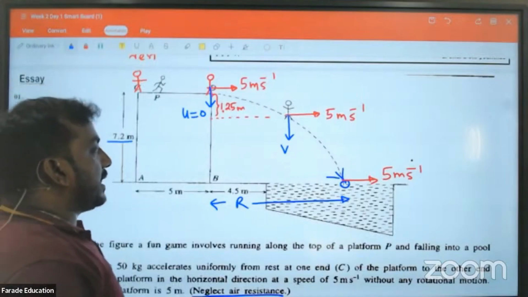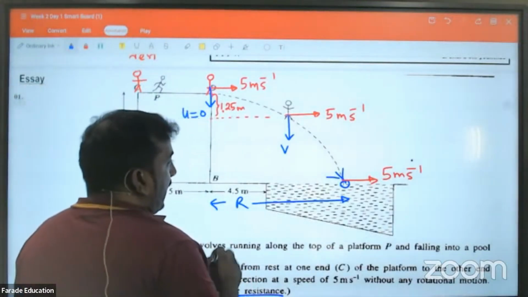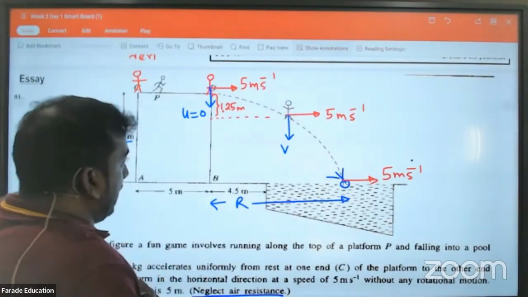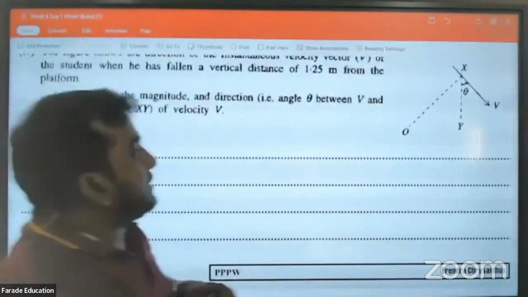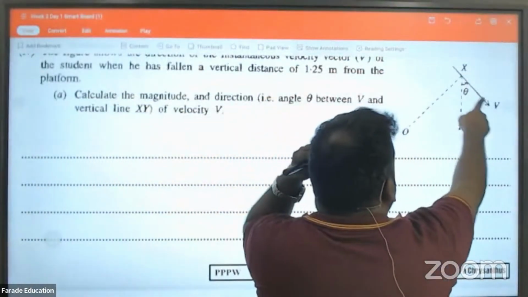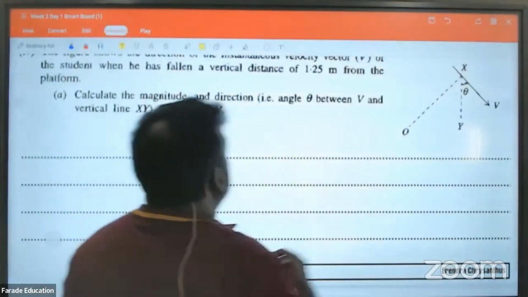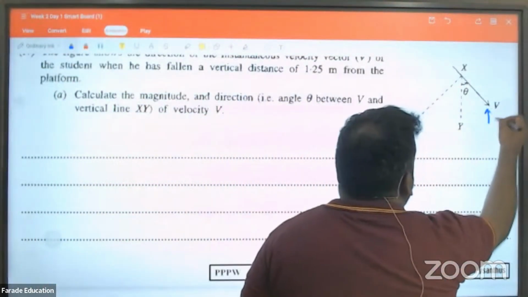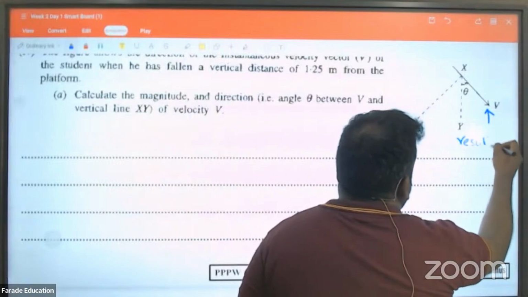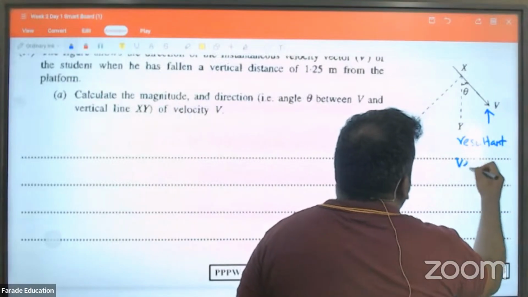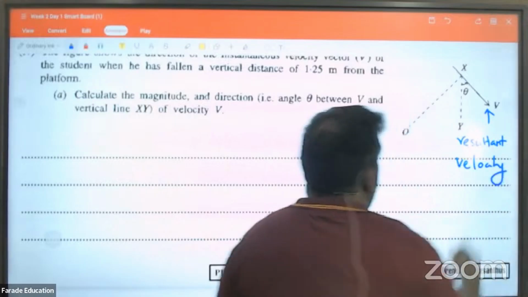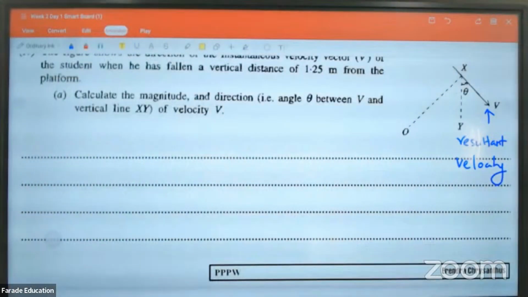Horizontal velocity and a vertical velocity. Now, what are they asking you here? If you look at this carefully, this is your tangential velocity. Or in other words, what? Resultant velocity. So this is technically your resultant velocity. I'm marking it here. So you understand this. Resultant velocity. Calculate the magnitude and direction of velocity v.